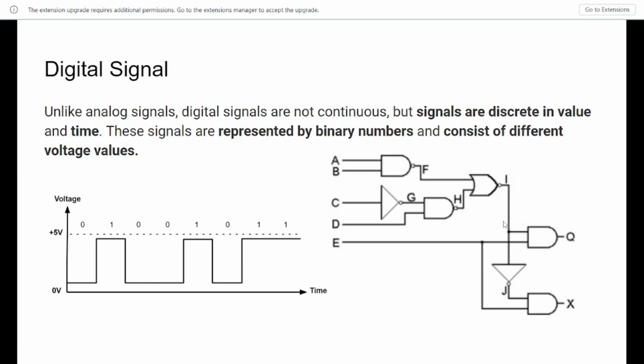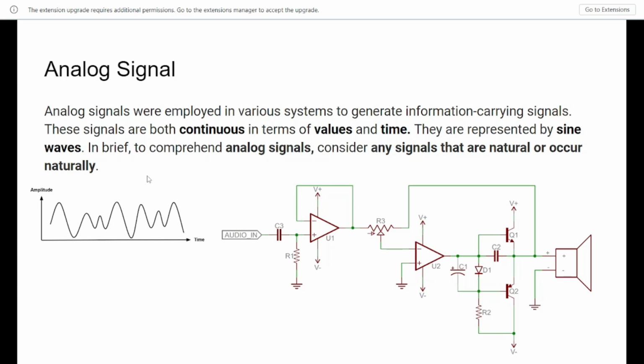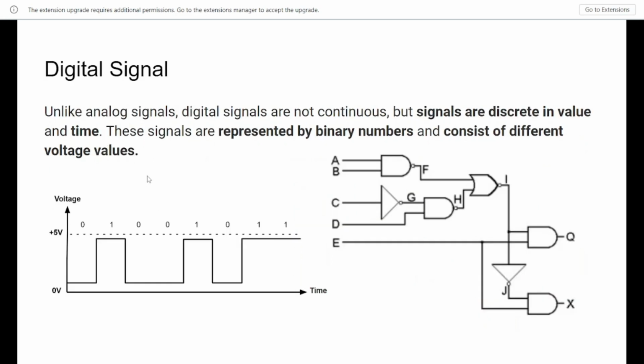This here is an example of a digital circuit. Unlike the previous one, analog, digital circuit comprises of logic gates. So this is what we call logic gates: NAND gates, inverters, NOR gates, AND gates, OR gates, XNOR gates. Many more of it you will learn in the next lessons.